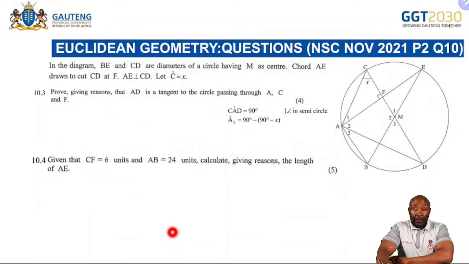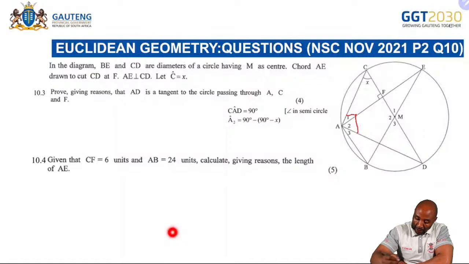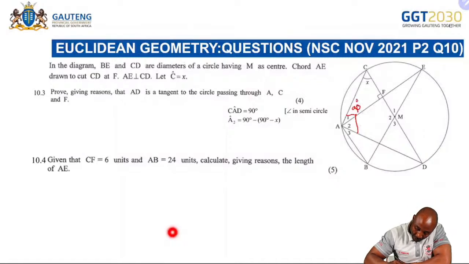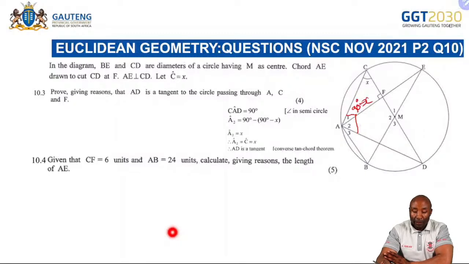So we start by giving CAD, which is our A1 plus A2 is 90 degrees. These two here are 90 degrees. But remember, we have found our A1 as 90 minus X because using sum of angles in a triangle. So we find A2 as 90 degrees minus (90 minus X), and we get our A2 as X. And then we are able to show that A2 is equal to C because they are both equal to X. And remember, you don't say tangent theorem, it's the converse of the tangent theorem there.